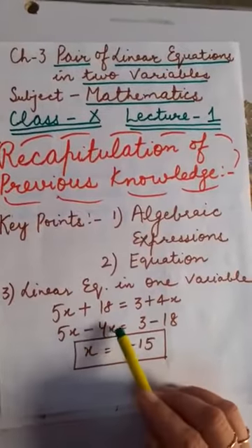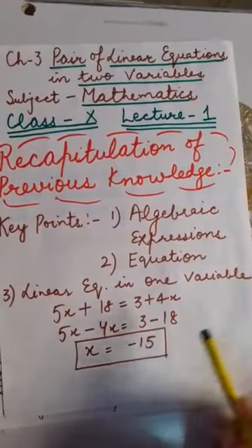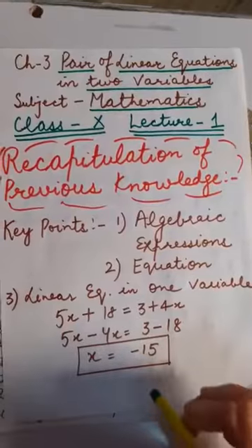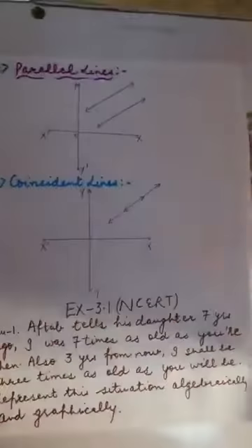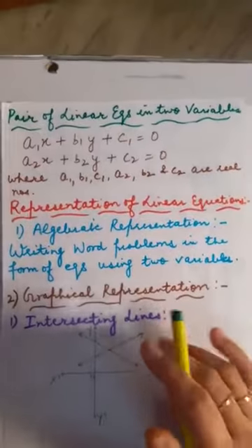So 5x minus 4x has become x. 3 minus 18 has become minus 15. So only through this linear equation in one variable, we can calculate the value of just one variable. Let us switch to the main concept of class 10th now.